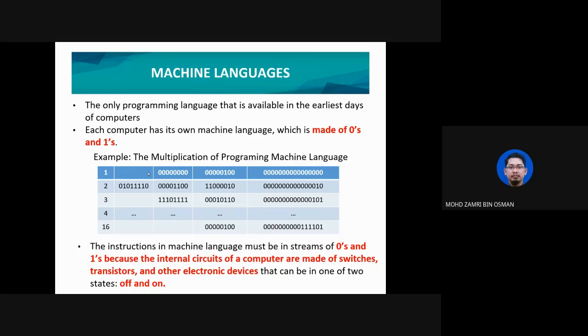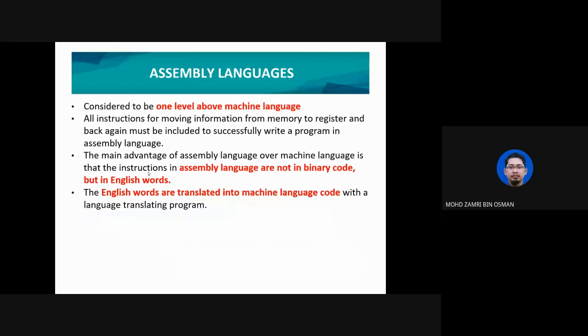That 8 bits needs to be converted into hexadecimal. Okay, and then it can be understood by the assembly language and then transformed into high level language. So assembly language is one level above machine language, in that it is assembly language and not binary. English words are translated into machine language code by a language translating program.